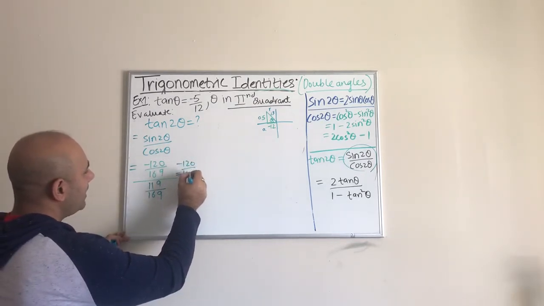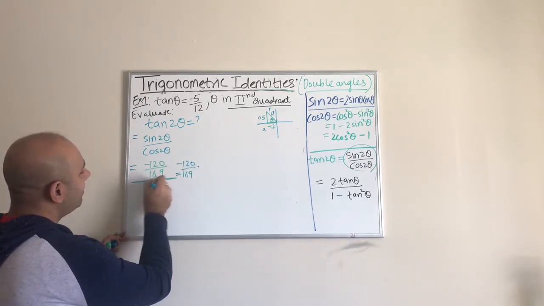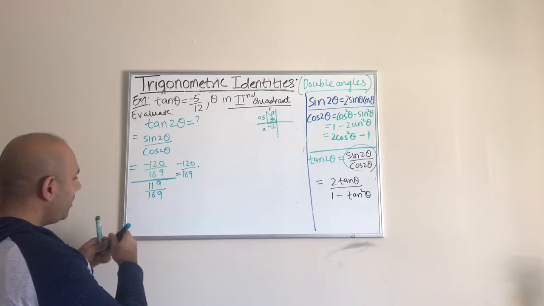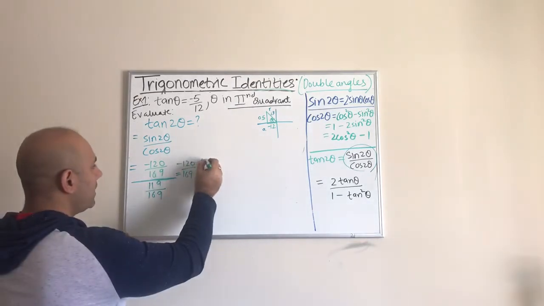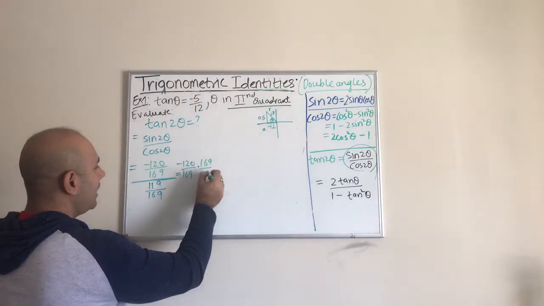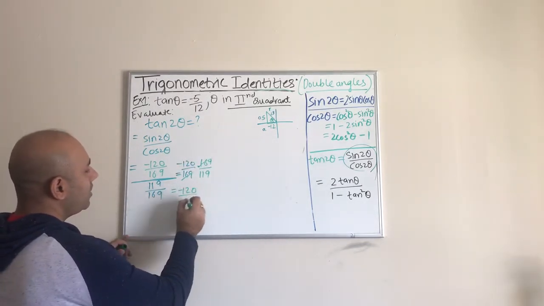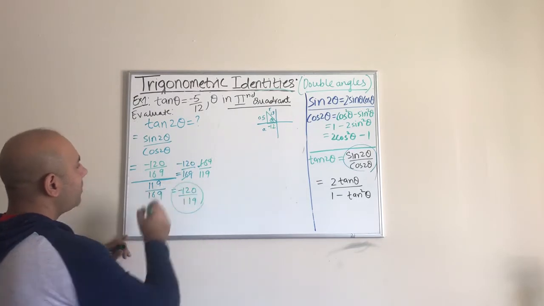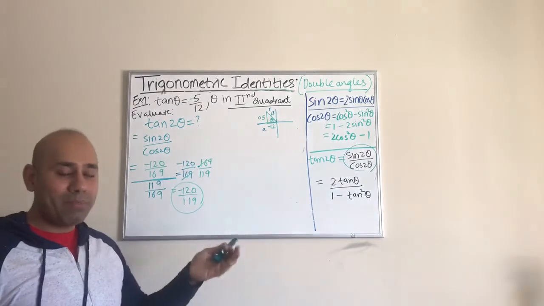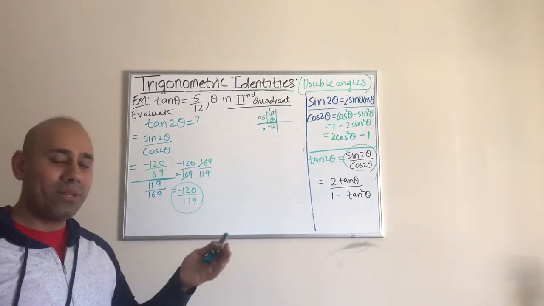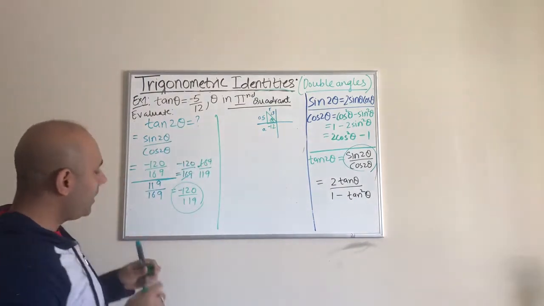Negative 120 over 169 times, you already know that we have to convert this big division into multiplication, and while we do that, these things will just flip. So it is going to be 169 over 119. Guys, 169 cancels out, and you're going to be left with negative 120 over 119. So that is what we get for the tangent of a double angle using the simple fact that the tangent of a double angle is sine of the double angle divided by cosine of the double angle. Guys, this here is one of the ways of doing it.